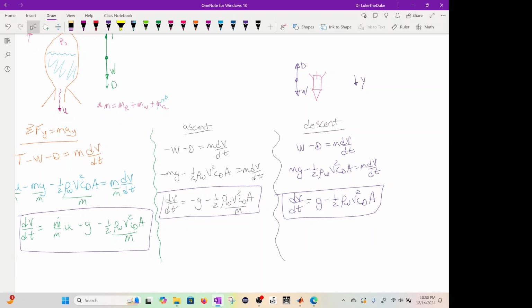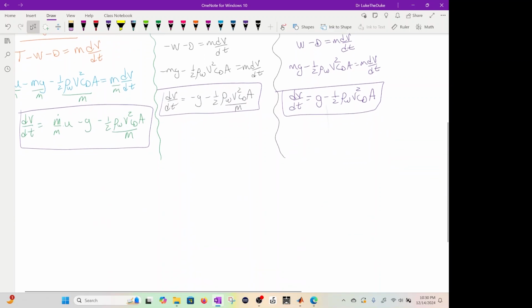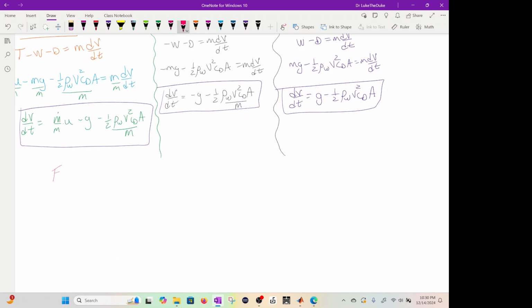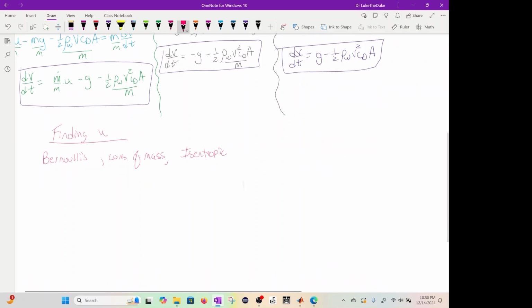Now, what we need to do is solve for this exit velocity u. And how we're going to do that is with three to four major equations. So, finding u for the thrust phase, we're going to use Bernoulli's, conservation of mass, and the isentropic equation. So let's do Bernoulli's first.